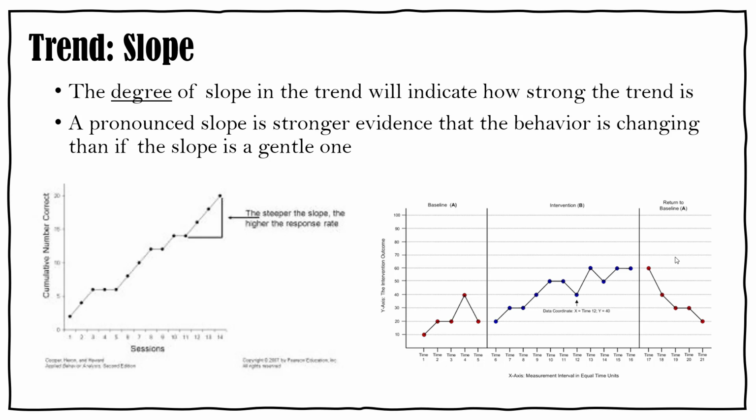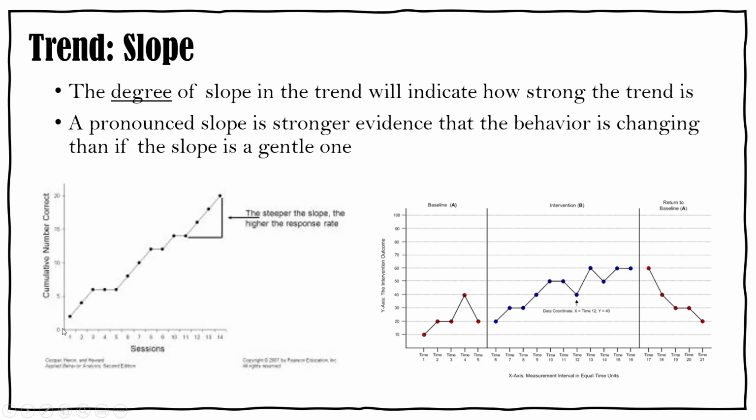Okay, in addition to our trend line, seeing if the trend is increasing or decreasing, we also look at the slope. The degree of the slope will tell us how strong our trend is. If you have a really pronounced slope, so a really steep slope, then we can tell that the rate of responding is really high. If you have a more level slope, then your rate of responding is lower.